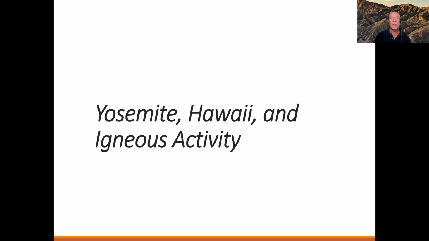In this lecture, we're going to talk about national parks that have igneous rocks. There are three main types of rocks: sedimentary, igneous, and metamorphic. Many parks have at least one type, and often more than one, but here we're going to focus on parks where the predominant rock type is igneous.